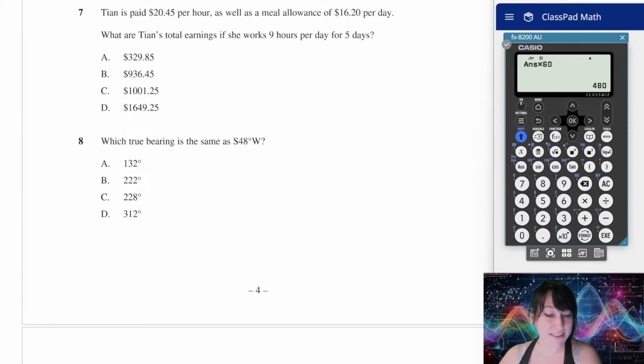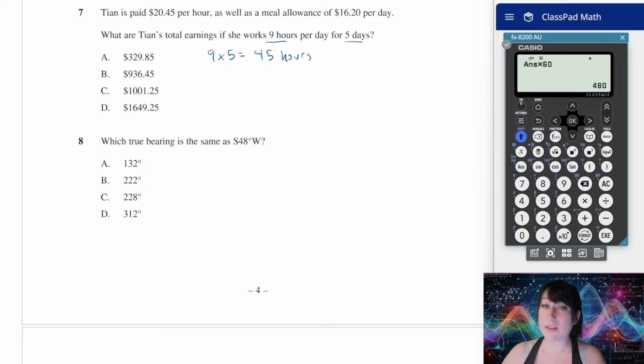Number 7 says, Tian is paid $20.45 per hour, as well as a meal allowance of $16.20 per day. What are Tian's total earnings if she works 9 hours per day for 5 days? So this is a question from the Money Matters topic, specifically about income. Now, we need to work out how many hours she's going to be working. 9 hours per day for 5 days. That's 45 hours.